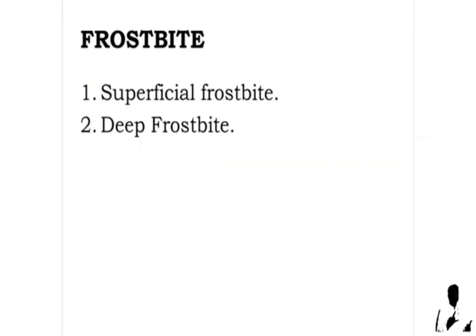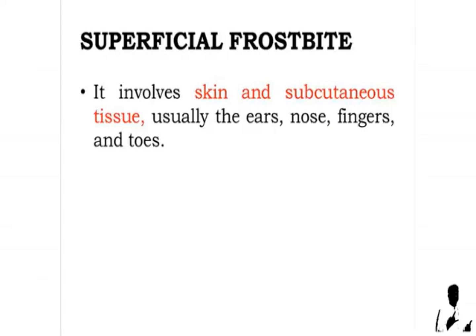We have two types of frostbite: 1. Superficial frostbite, and 2. Deep frostbite. Superficial frostbite involves skin and subcutaneous tissue, usually the ears, nose, fingers, and toes.